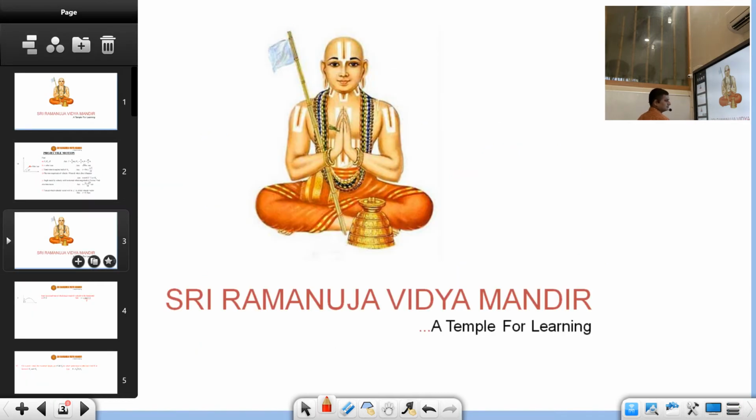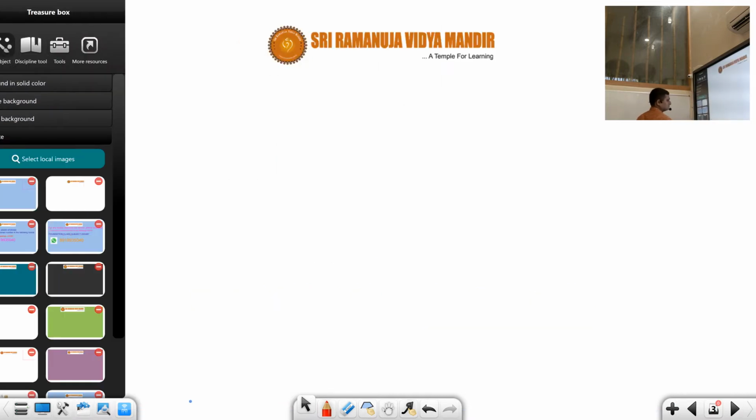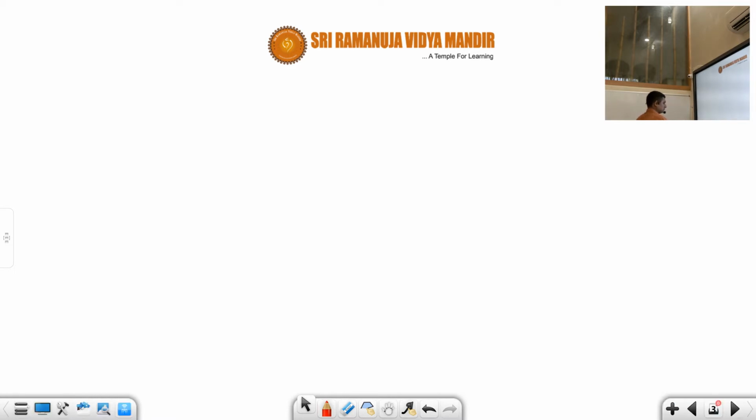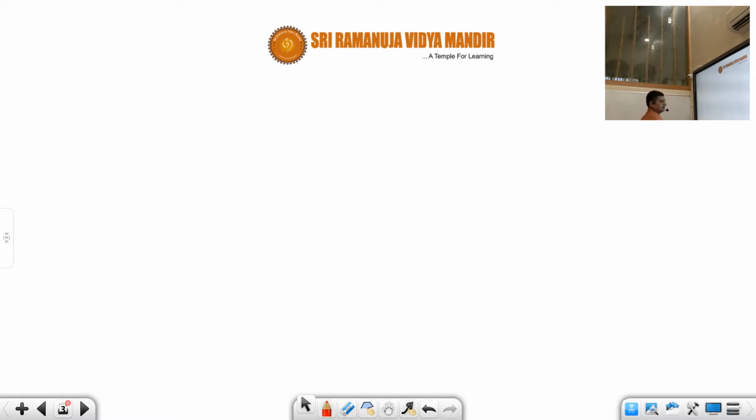So first one, time of flight, h max and range. Initial velocity is 10 meters per second. First part, A. We are given the initial velocity of 10 meters per second. A ball is projected with a speed of 10 meters per second at an angle of 37 degrees. Now what will happen? It will follow a projectile path like this and then fall.